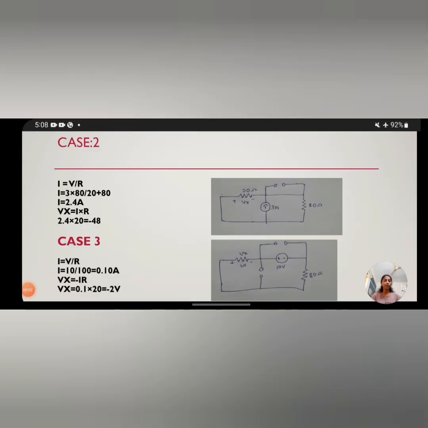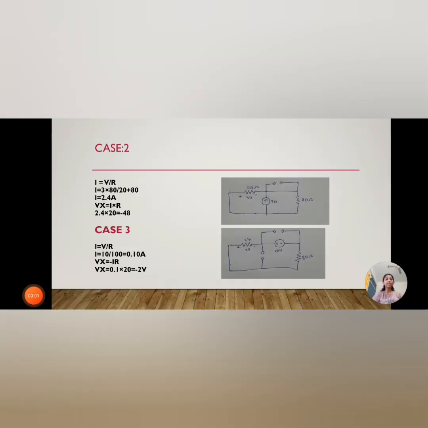Next, consider case 2. In case 2, we consider the 3 ampere current source as the main one, and the 10 volt and 16 volt sources are short circuited. Using Ohm's law, I equal to V by R, with 3 into 80 over 20 plus 80, I is equal to 2.4 ampere, and Vx is equal to I into R. I is 2.4 into the 20 ohm resistor, which is equal to minus 48, because the current is in the reverse direction.